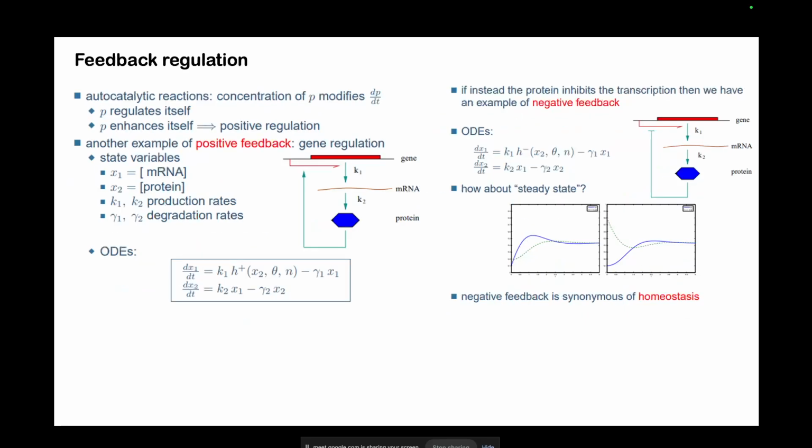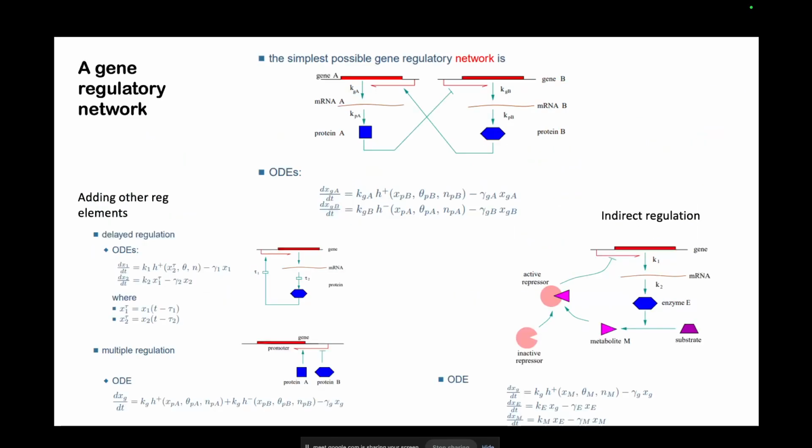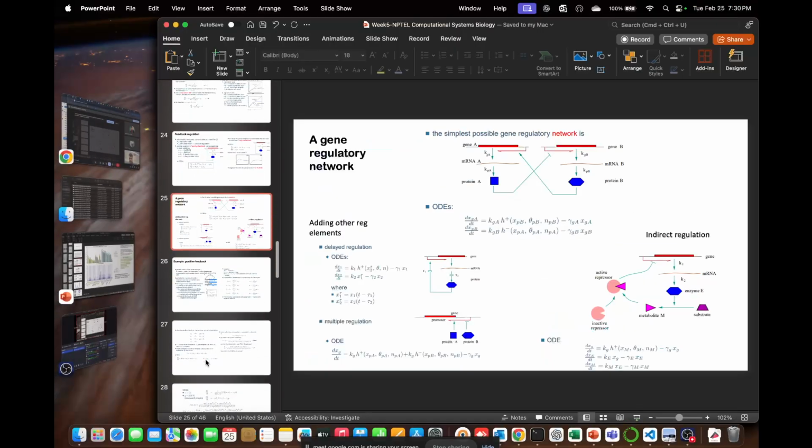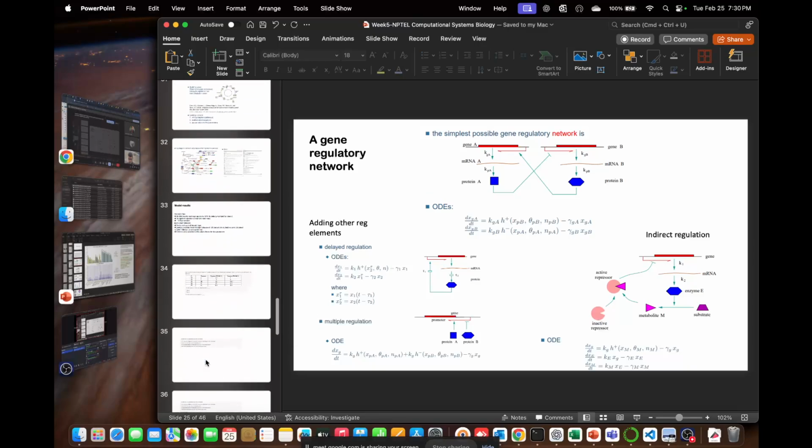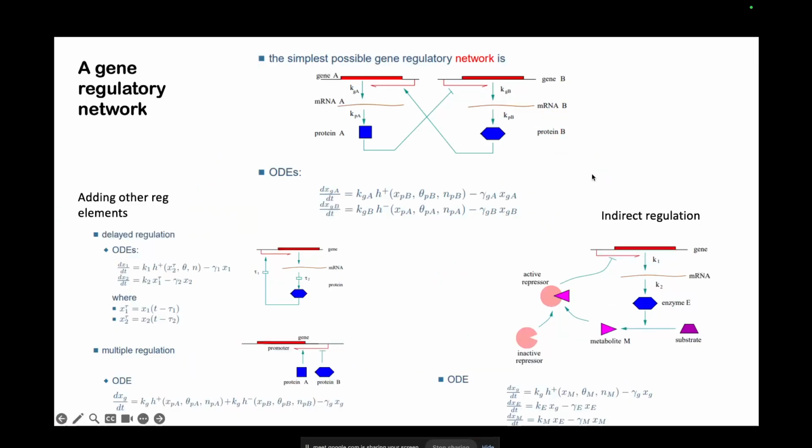So yeah. Okay. I'll skip feedback regulation. I'll go through this one. Gene regulatory network. Okay. So you have a gene regulatory network. You have two genes, gene A and gene B. These genes will form two RNAs, RNA A and RNA B, and each of them will form a particular protein, protein A and protein B. Now, protein B regulates gene A and protein A regulates gene B.